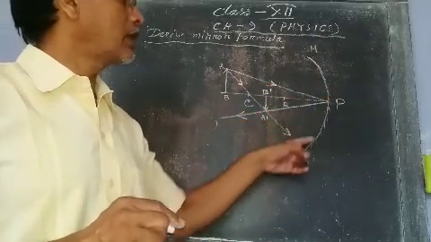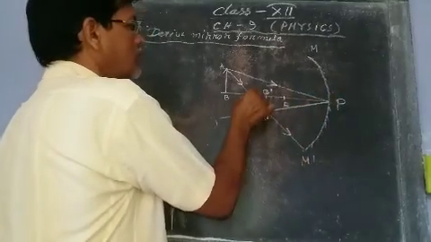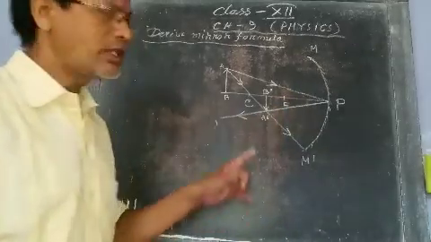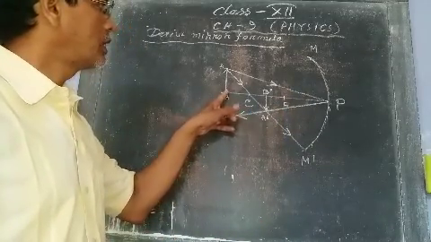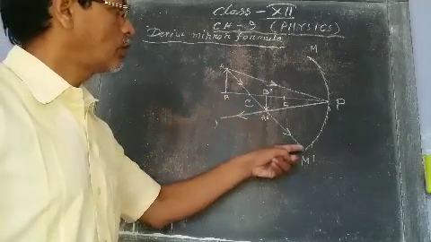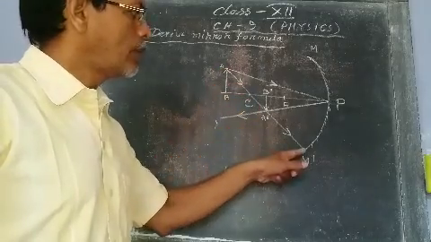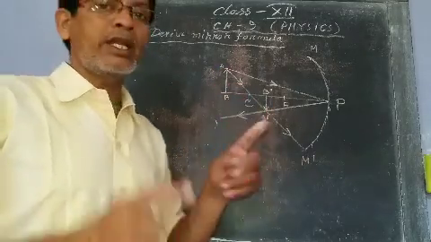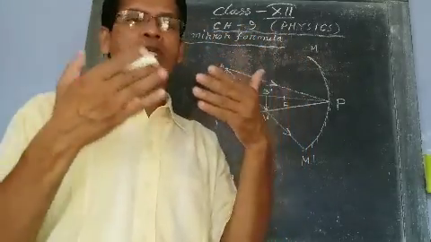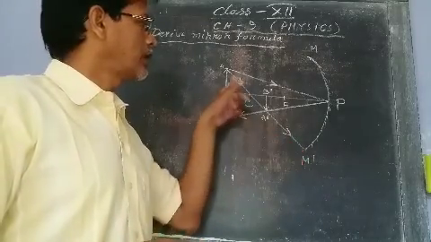This is a concave mirror. This is its pole. This is its center of curvature. This is its focus. An object is placed beyond C. A ray which passes through C will return back, because when it passes through C, it will be normal to the mirror. So when light falls normally, it will not bend, it will move straight and return back. Here it is 90 degrees, so it will return back.